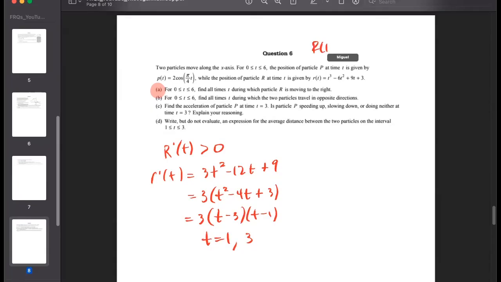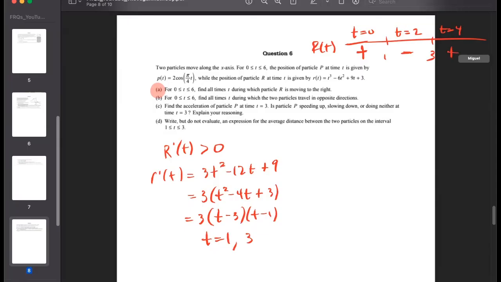So up on top, I'm going to put my number line, 1 and 3. And if I test points in between, let's just say t is equal to 0, t is equal to 2, and t is equal to 4, then I'm going to find that when I plug in 0, it looks like it's going to be positive, then negative, and then positive.